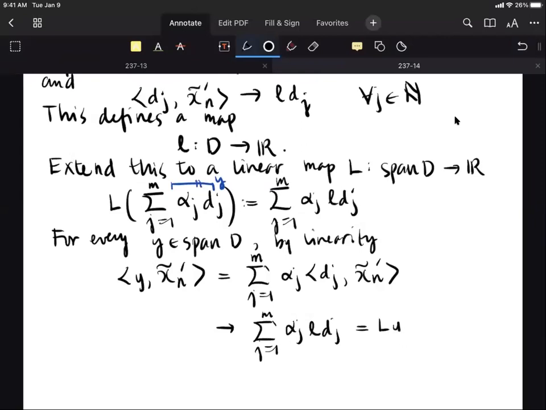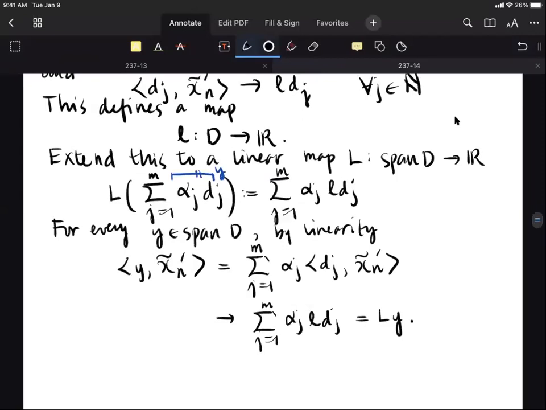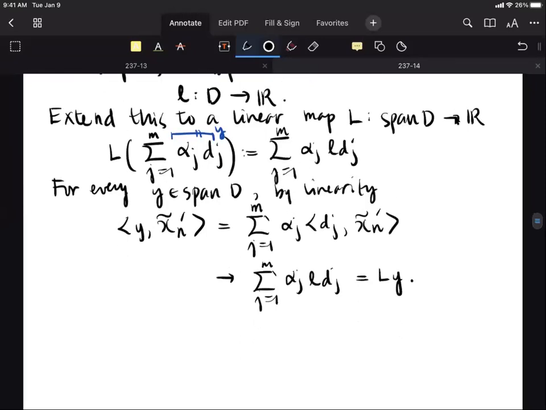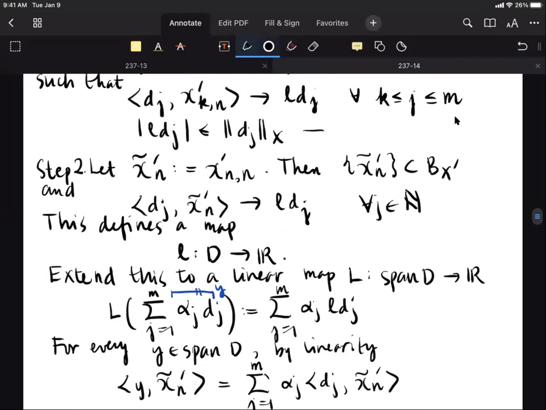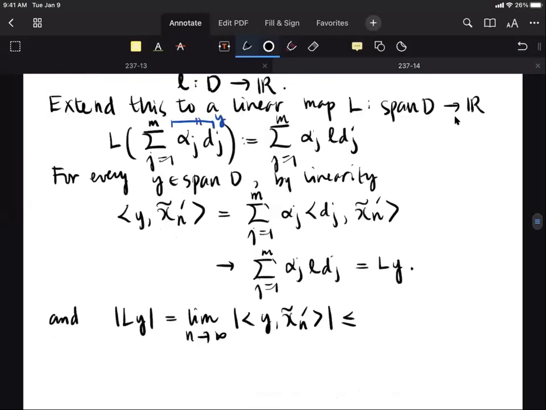Or let's say Ly, since this is a linear map. And moreover, you can see that the magnitude of Ly is, let's say, the limit of the magnitude of this. Okay. But this is less or equal to, okay. We can extend this property, okay, to the case of y.